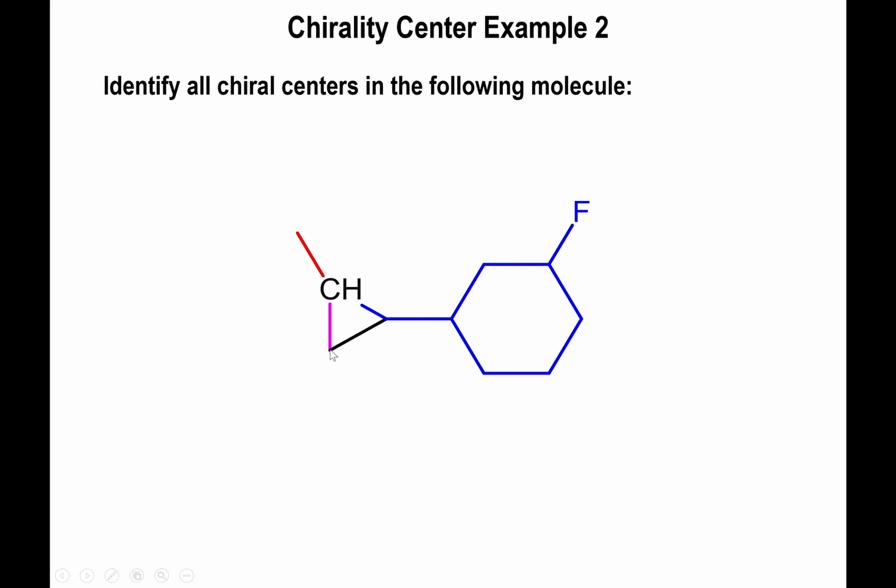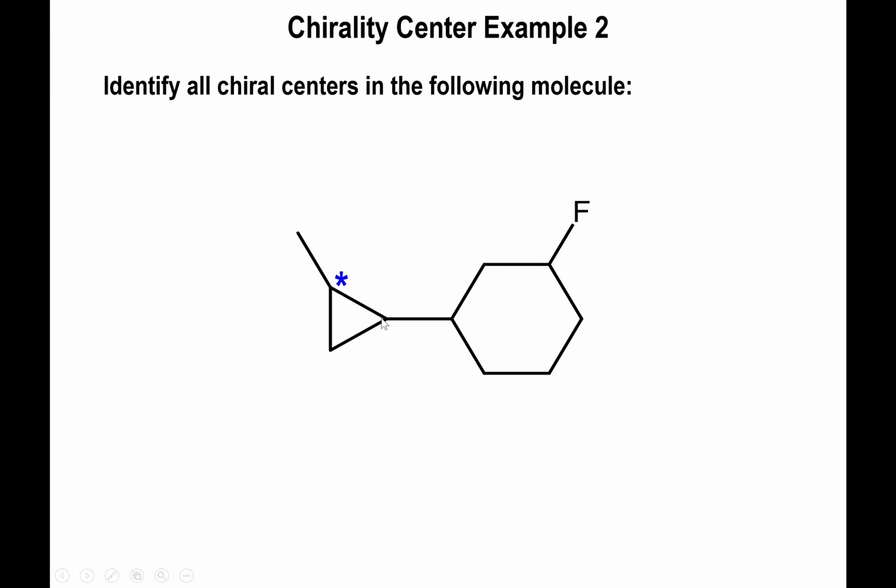Then we have CH2 and then CH in the cyclopropane ring, right? And the fact that this has two hydrogens but this one only has one already means that those two segments are different from each other. And of course, those two segments are also different than hydrogen or CH3. So altogether, that carbon is chiral.